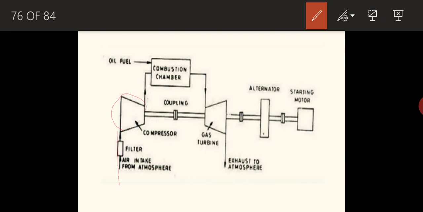If some power is provided to the compressor separately, it will compress the air inside the compressor, and finally we will get high pressure air. That high pressure air after compression is passed to the next stage, that is the combustion chamber. You can see a combustion chamber here. Into the combustion chamber we will be providing fuel separately, just like in the case of the IC engine or diesel engine power plant.